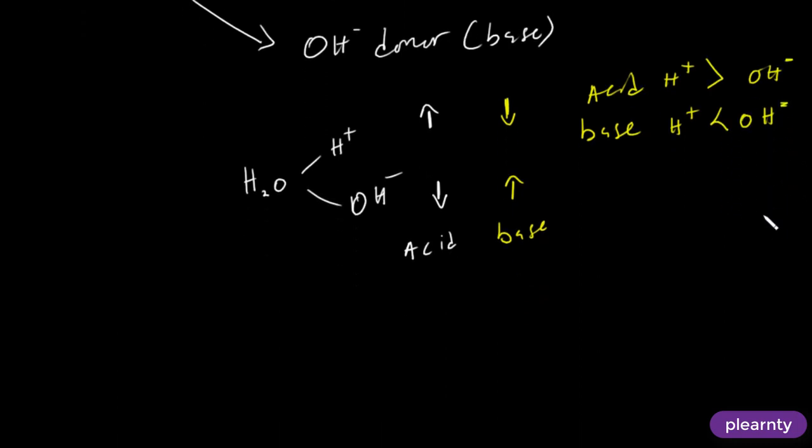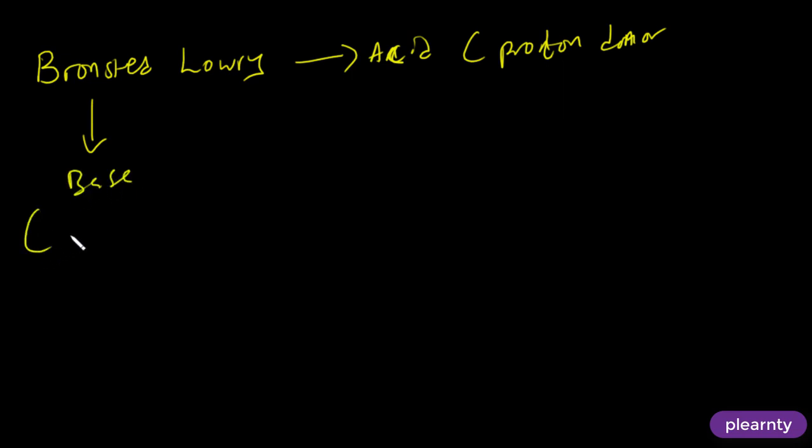Now, let's move to the second definition. A Bronsted Lowry acid is defined as a proton donor, just like we have it in the case of the Arrhenius acid. So a Bronsted Lowry acid is a proton donor, and a Bronsted Lowry base is a proton acceptor.